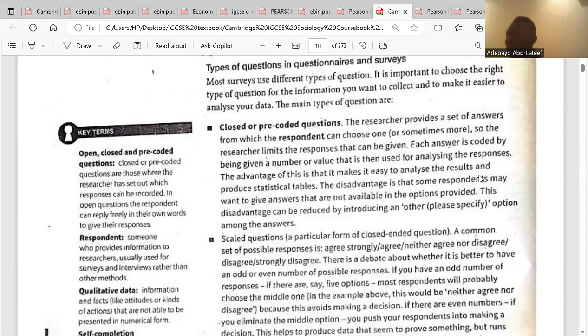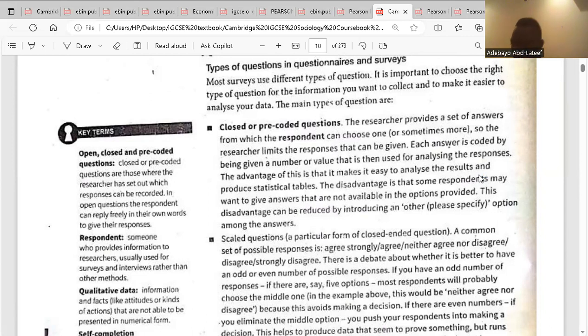One, it is easier to analyze the results. Like when you answer your MCQs, you take this one away first, you take this one away first, then you have two answers that you want to choose from. That means you are able to do analysis. The problem is that some respondents might want to give answers that are not part of the options, so you're going to get different answers. You get the point I'm making there.